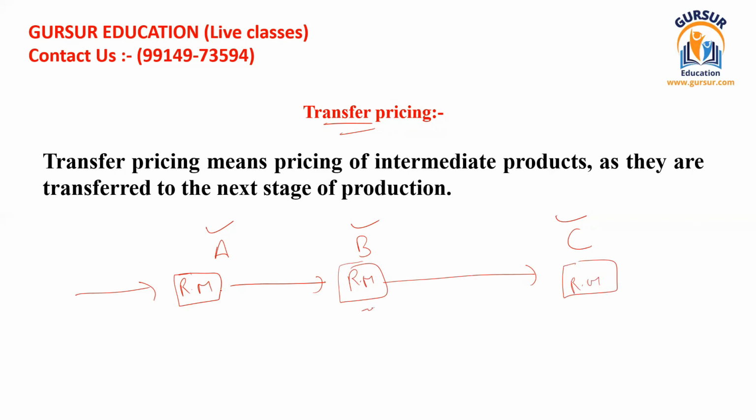So the price at which one department transfers the product to another department is known as transfer pricing. Okay, so transfer pricing means pricing of intermediate products as they are transferred to the next stage of production. This is known as the transfer pricing system.